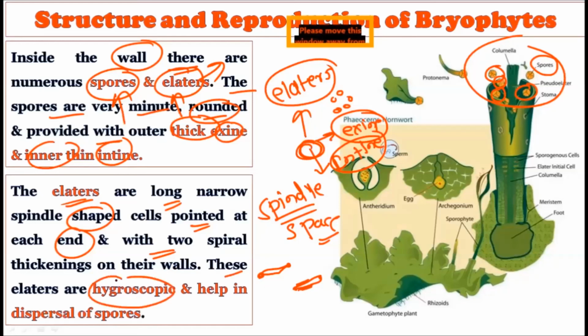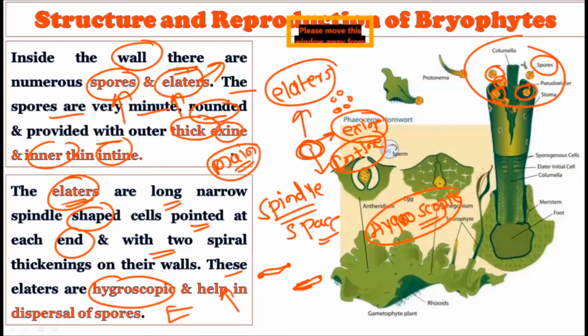These elaters are hygroscopic, which literally means they can absorb atmospheric moisture. They are hygroscopic in nature and they can absorb the atmospheric moisture, and they help to disperse the spores. Whatever spores are there, these spores are dispersed to a longer distance by using these particular elaters. So what is the main or basic function of these elaters? These elaters perform the basic function of dispersal of the spores to longer distances. So generally the dispersal of the spores in Marchantia is aided by the hygroscopic elaters.